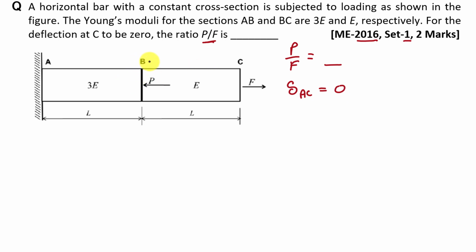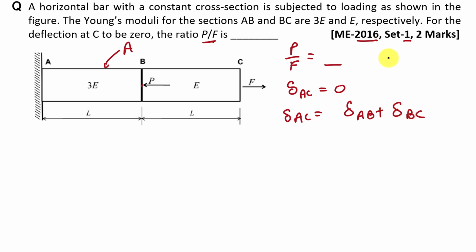Now in the figure it is given that area of this rod is constant, let's say that is A, and length of AB segment and BC segment is L. Young modulus for this AB section is 3E and Young modulus for BC section is E. And here we apply compression load P in this direction and here we apply one tensile force F in this direction. Now we know that deformation between AC is equal to deformation between AB plus deformation between BC. So we can say that delta AC is equal to delta AB plus delta BC.